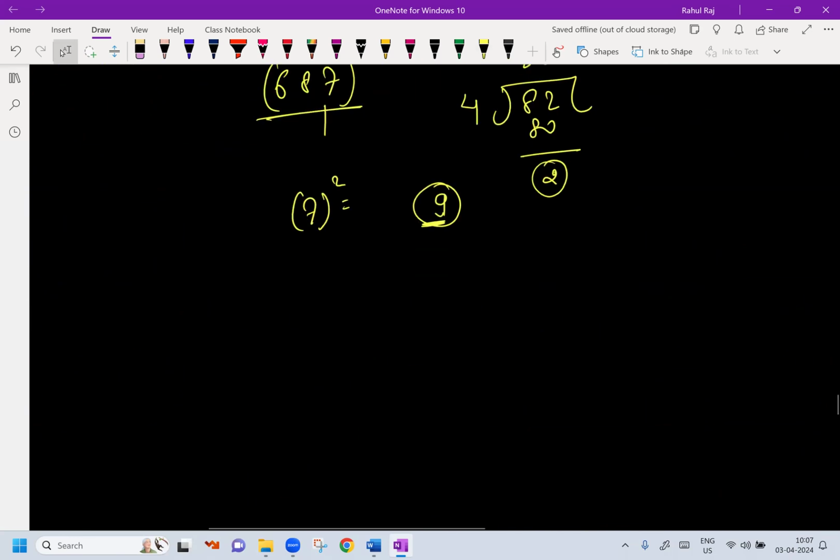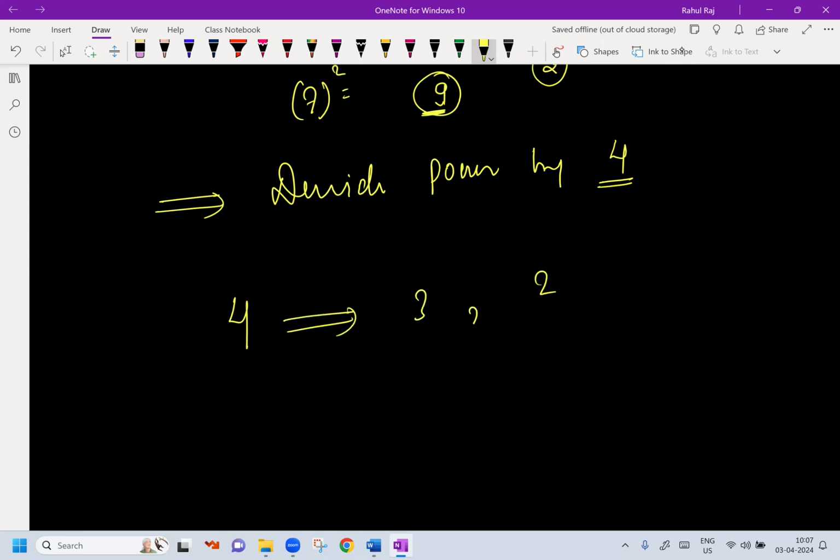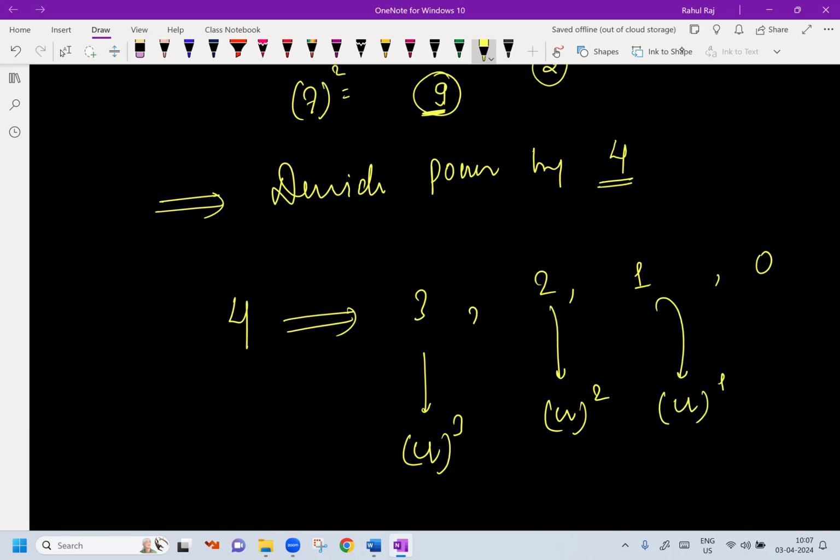Now, how can the questions come? I can summarize this: you have to divide the power by 4. The possible remainders when you divide anything by 4 are 3, 2, 1 or 0. If the remainder is 3, you take the actual unit digit to the power 3. That will be the unit digit of the actual number. If the remainder is 2, you take the actual unit digit to the power 2. If the remainder is 1, you take it to the power 1. And if the remainder is 0, you take it to the power 4.